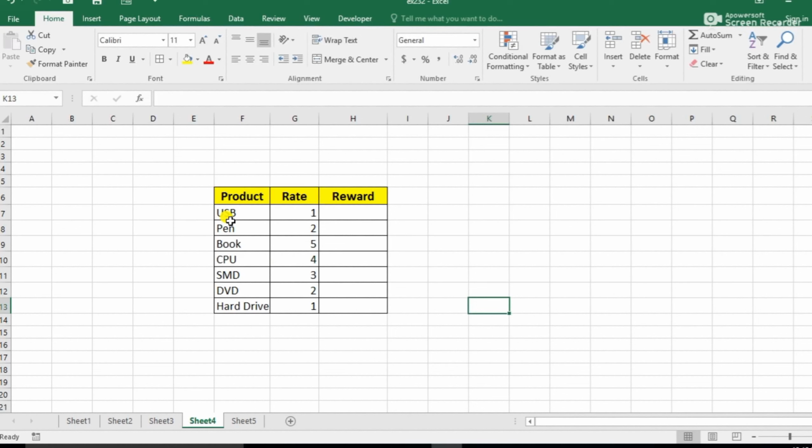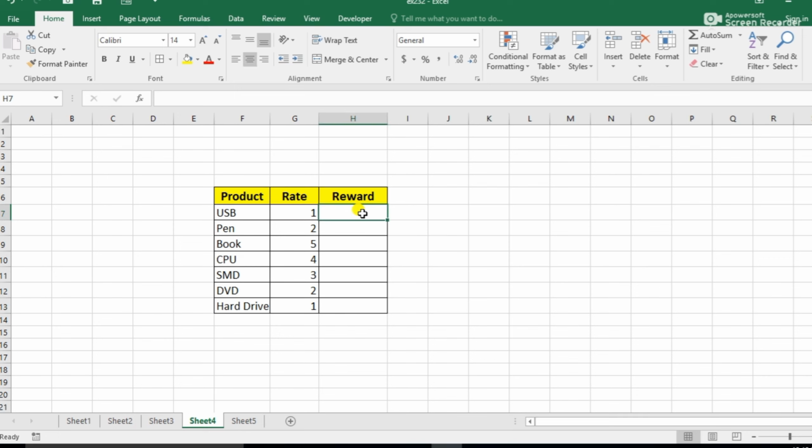Hi guys, here we can see that there are some products, rate and reward. In reward we can add some emojis or any hashtags, any symbol we can add in reward. With respect to rates, the rate is 1, so write here 1; emoji is 2, so 2 emojis.